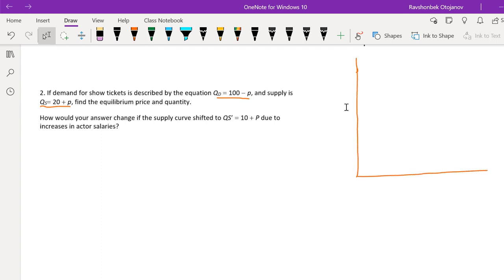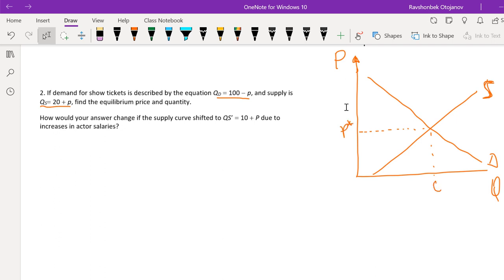The best way to start this sort of problem is by drawing the demand and supply equations first and then working through the solution. If we can visualize it, it will be easier to solve and understand, and it would also give you better intuition as well. So that's price at equilibrium and quantity at equilibrium. So this is the initial equilibrium.